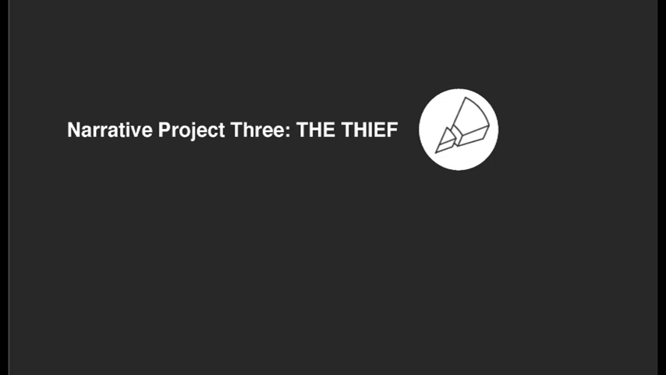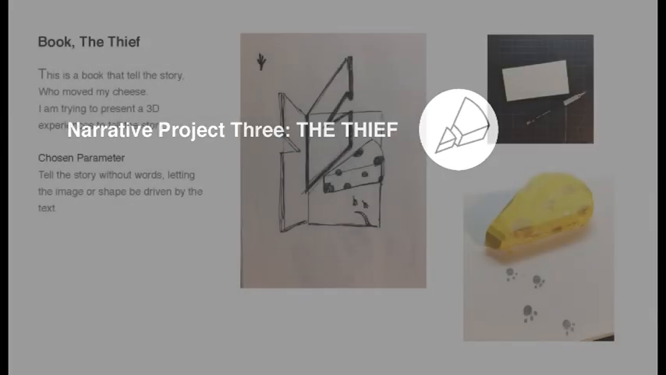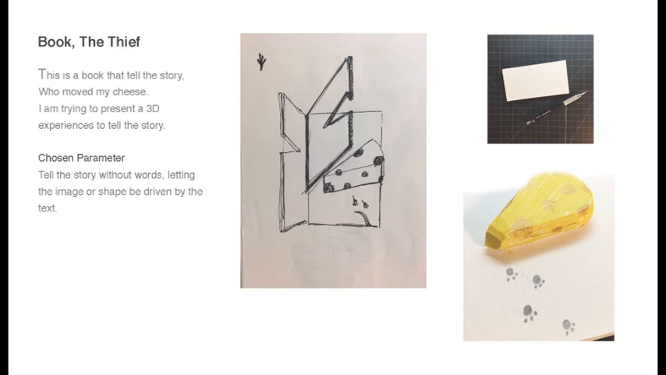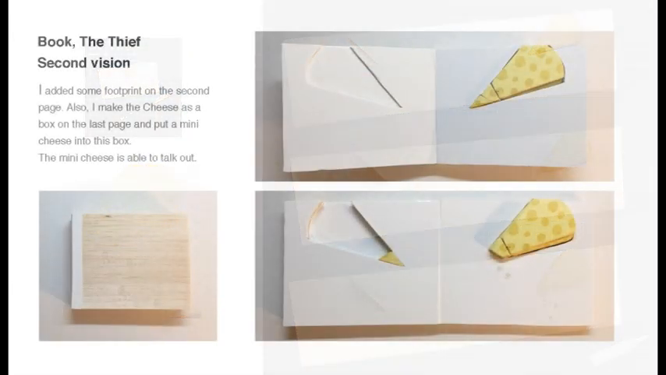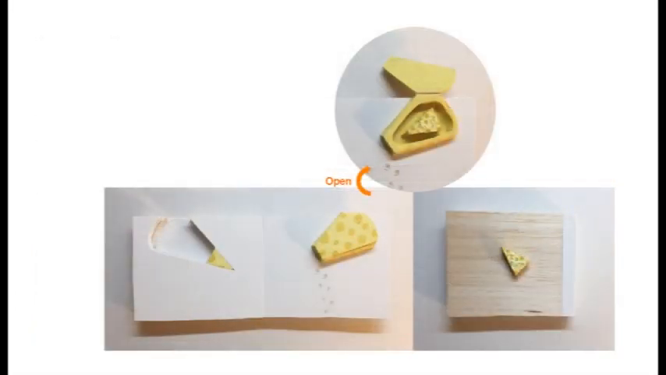Now let's move to another book, The Thief. This is a book that tells the story Who Moved My Cheese. I'm trying to present a 3D experiment to tell the story. With the second vision, I make the cheese as a box on the last page and put a mini cheese into this box. The mini cheese is able to take out.